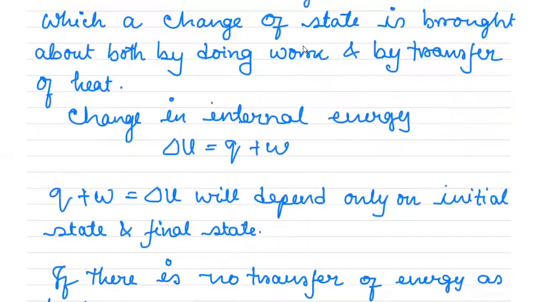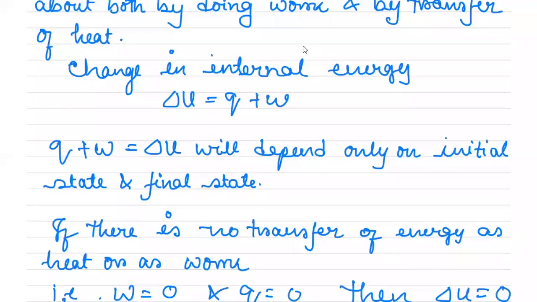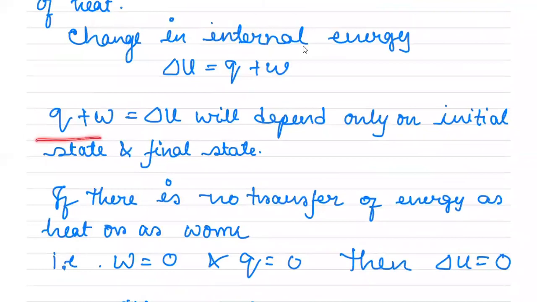Now the change of internal energy will be what? Internal energy is U, so the change in internal energy will be delta U. So delta U equals Q plus W. Now, Q plus W, which equals delta U, will depend only on the initial state and final state. Obviously, internal energy always depends on the initial and final state. It is a state function.